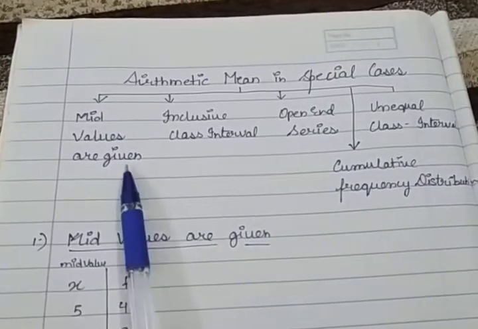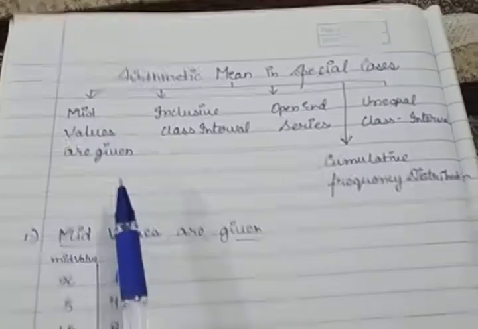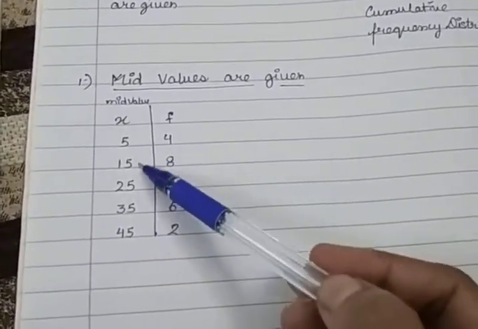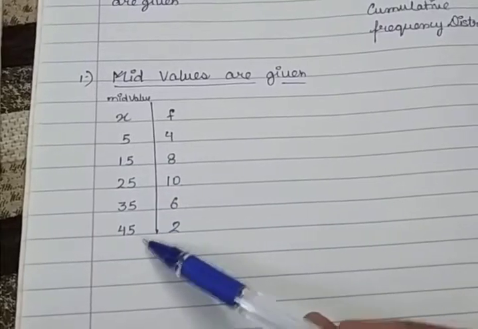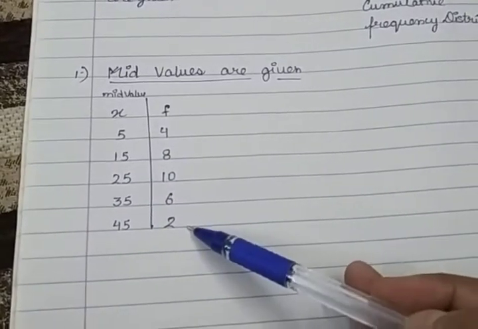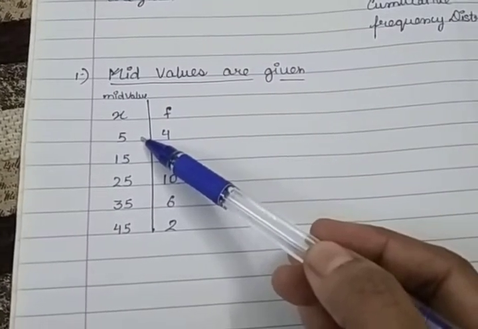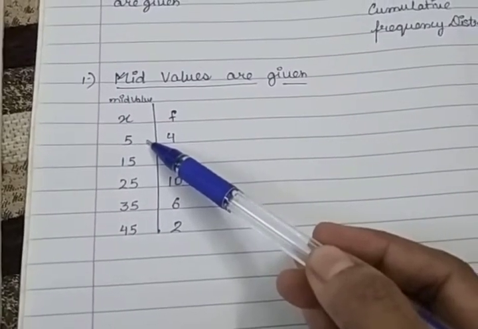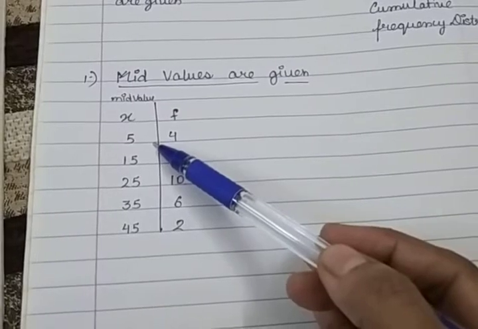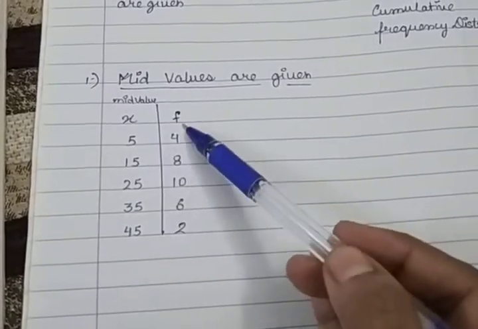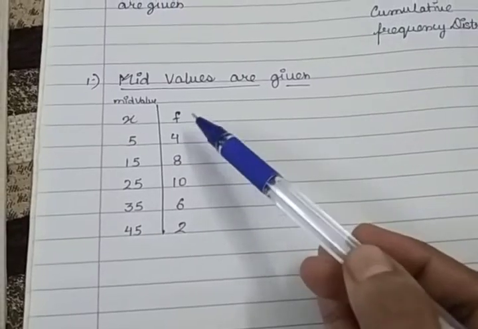So let's start with the first case, when mid values are given to us. See, these are the mid values which are given to us: 5, 15, 25, 35, 45, and these are the frequencies. Whenever a continuous series is given to us, the first step we usually do is convert the class interval into the mid values. That will become your x. Now f is given, so the step is the same.